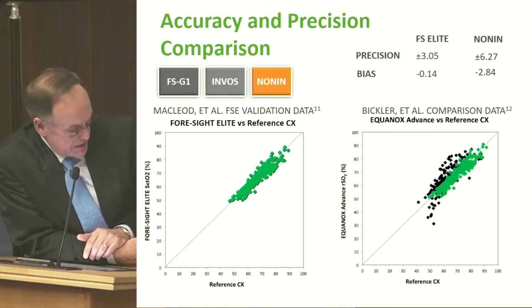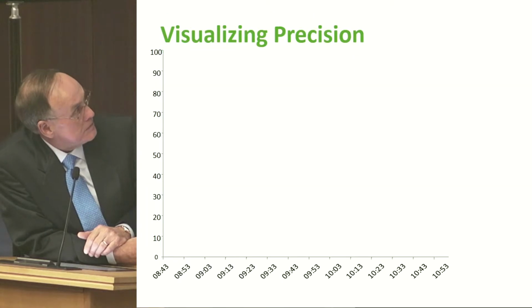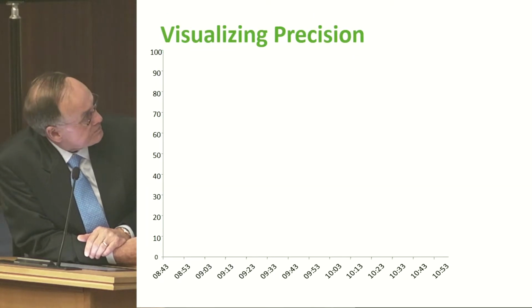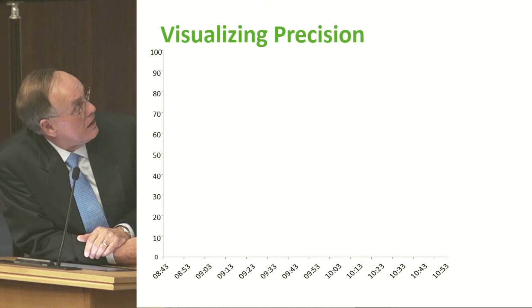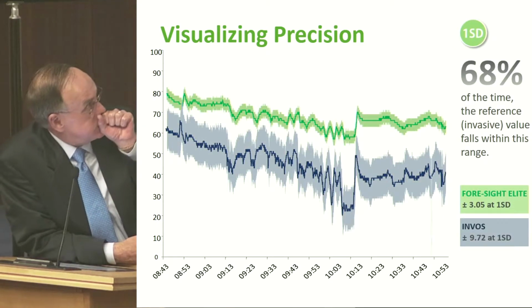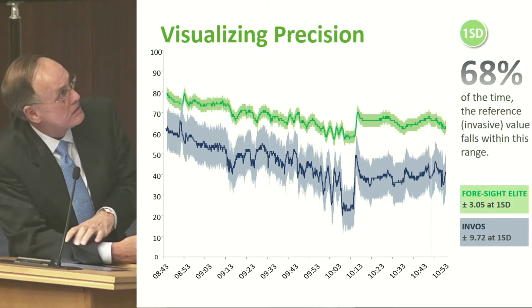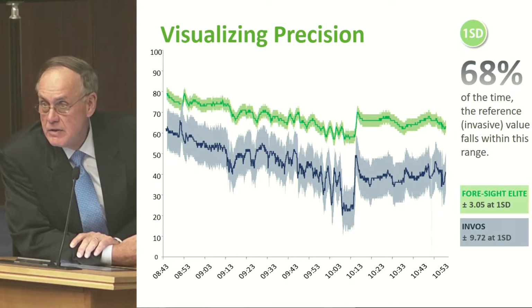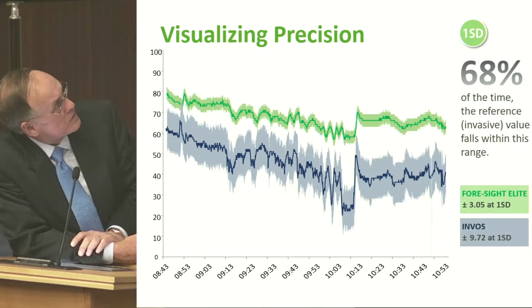Comparing, these are some of the other devices. I don't know if you have them here in St. Petersburg, but how important is that? Well, here, this is a comparison of Foresight to InVos. The Foresight is the green line up here, and the InVos is the blue line down here.